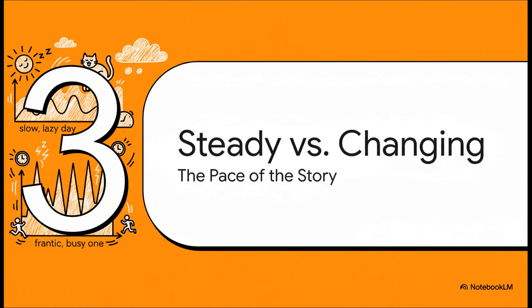Okay, so we know what we're measuring now, time and battery. Got it. But now for the interesting part. How does it change? Because the shape of the line, that's what tells us about the pace of the story. Was this a slow, lazy Sunday, or was it a crazy, frantic Monday?